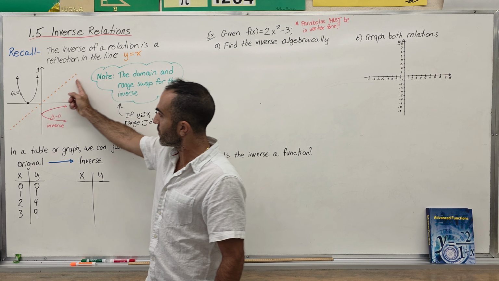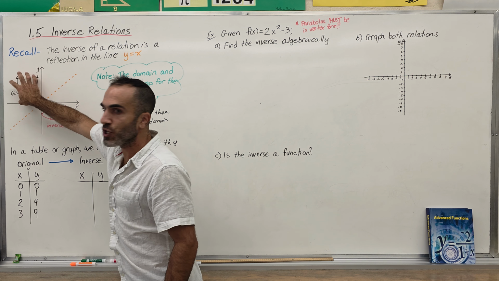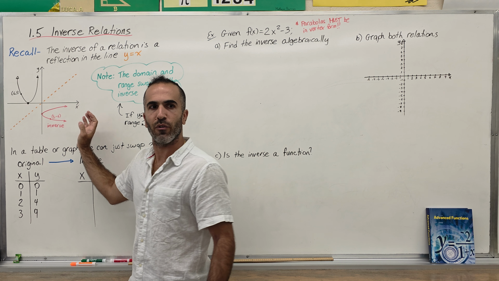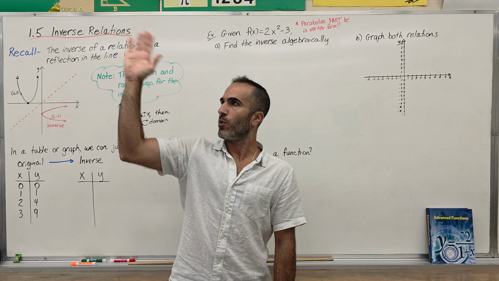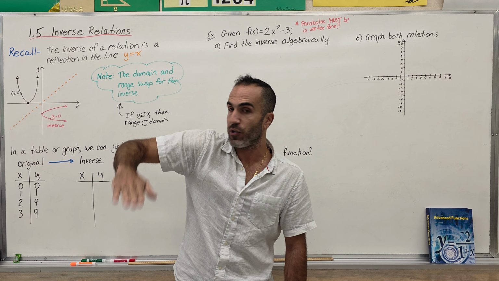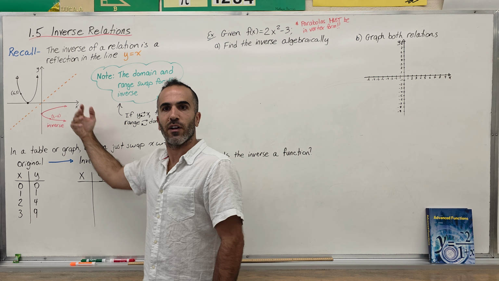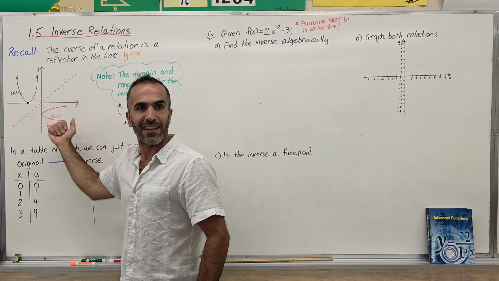So think of this as a line, this orange line over here. If you have a function anywhere, it's just a reflection in that y equals x line. So if you're reflecting it in y equals x, just like when you're reflecting it vertically, the positive numbers turn negative. Well, the y values turn to the x values, and the x values turn to the y values because you're reflecting it in that line.